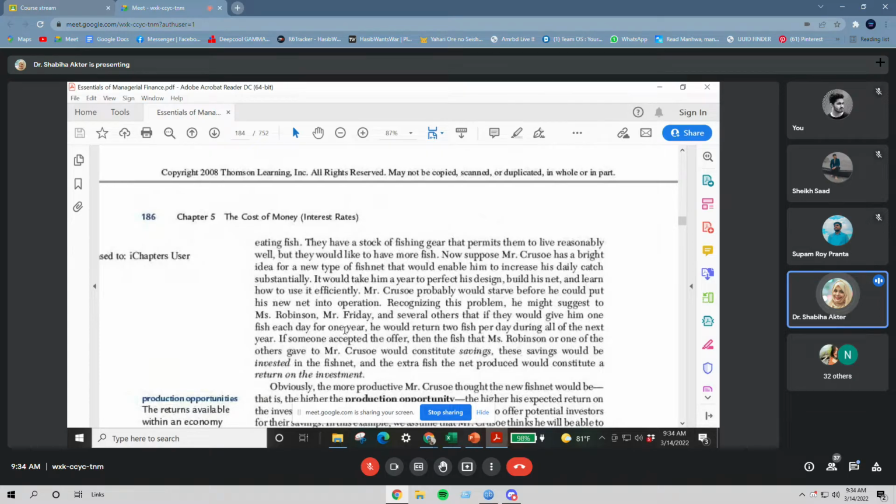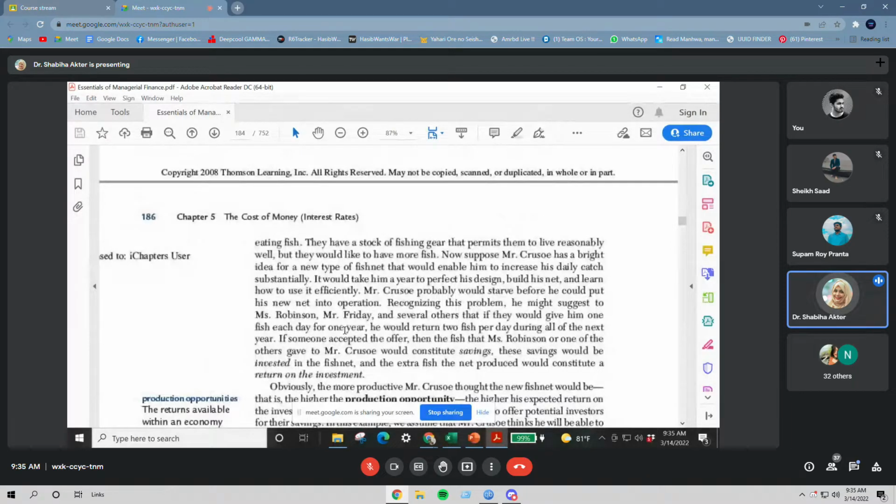So they can actually keep whatever fish they have or fishing gear that helps them to live reasonably, but they actually want to have more fish. Now suppose one of you, for example Mr. X, has a bright idea for a new type of fish net. He wants to make a new type of fish net that would enable him to increase his daily catch.